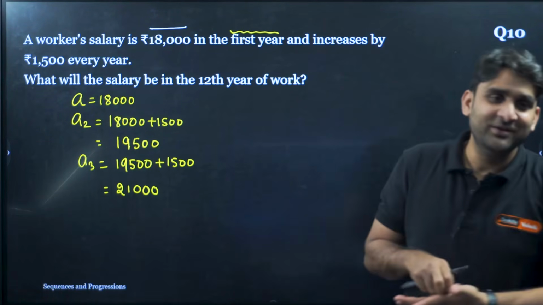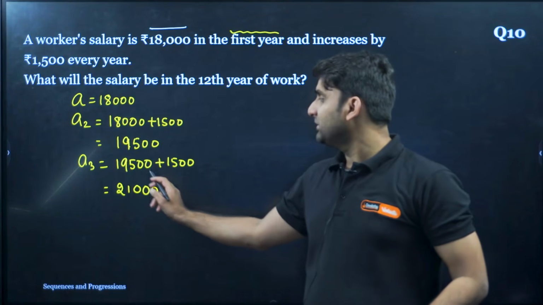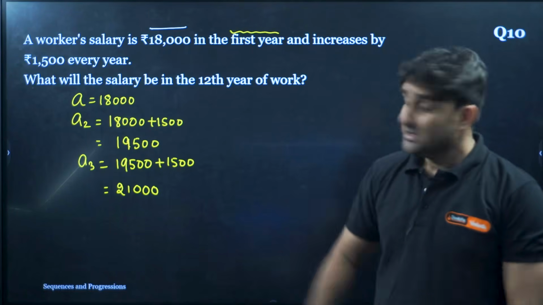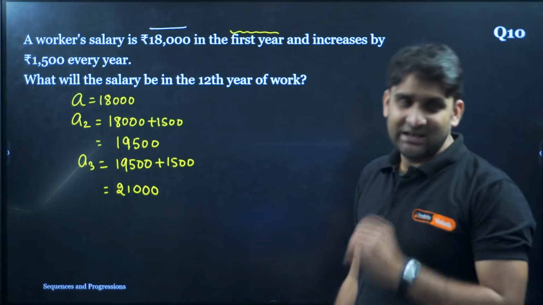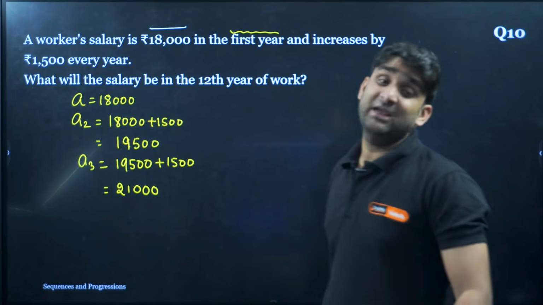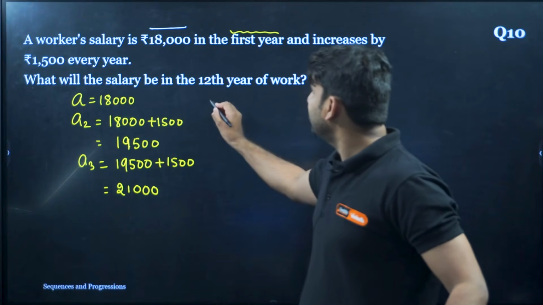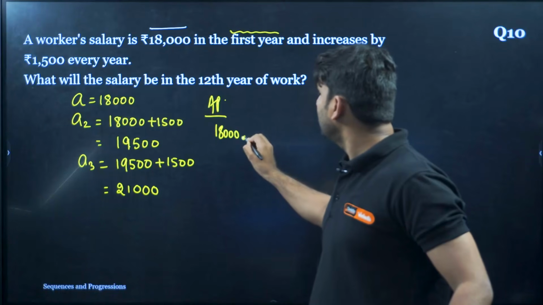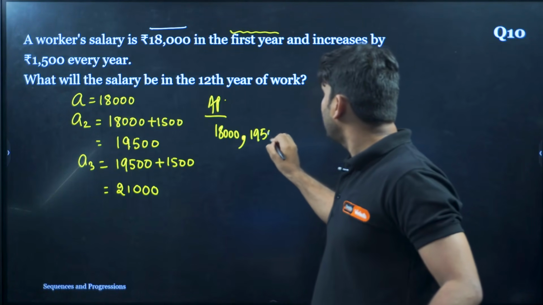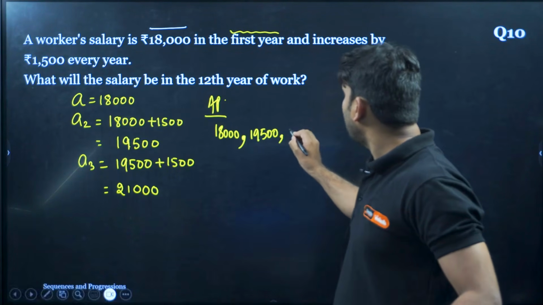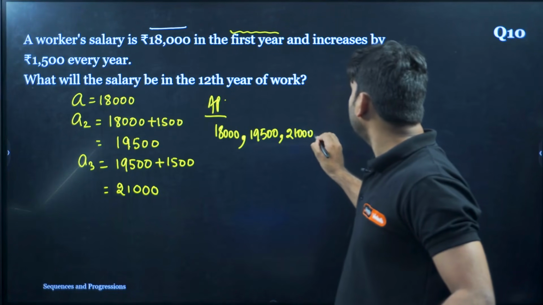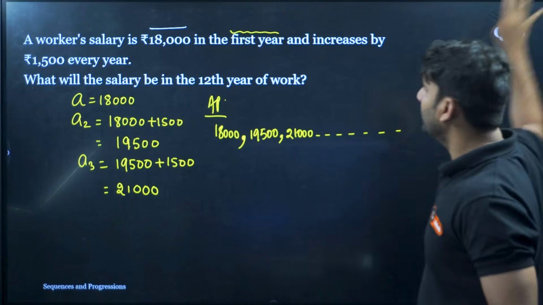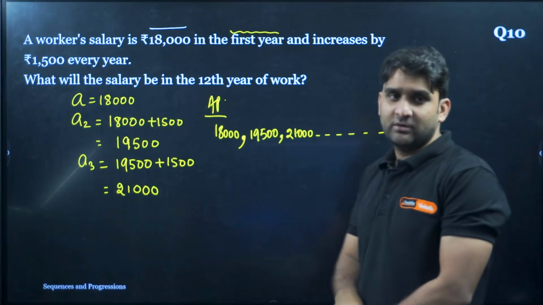19,500 will be 21, because this 500 will give you 1000, so 19 plus 1000 is 20,000, and one more 1000 is there, so 21,000. So in this format, the salary is increasing. So this is basically an AP, guys. Focus here. This is an AP: 18,000, 19,500, 21,000, and so on. If he continues working in the same company, it will go till his retirement.